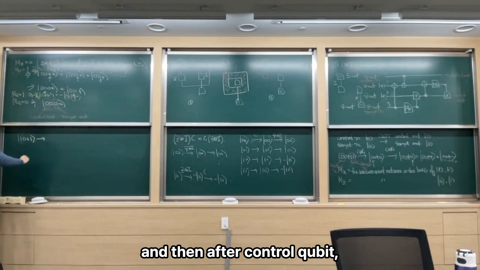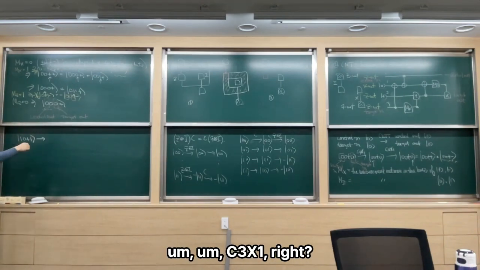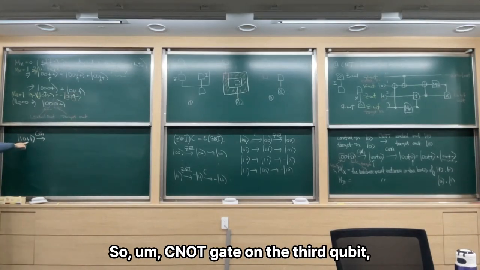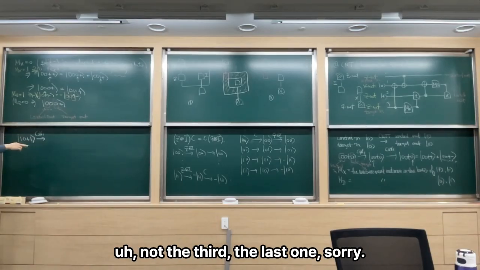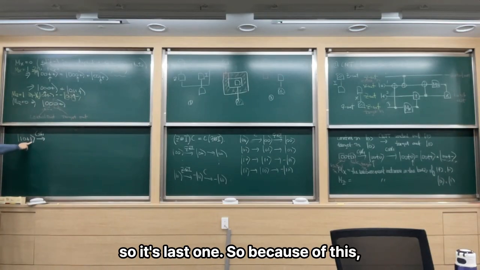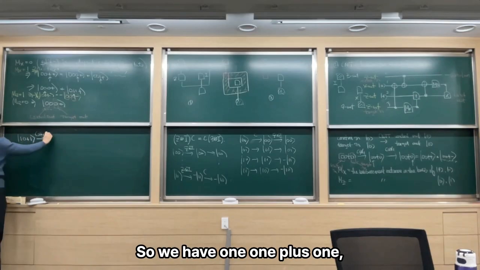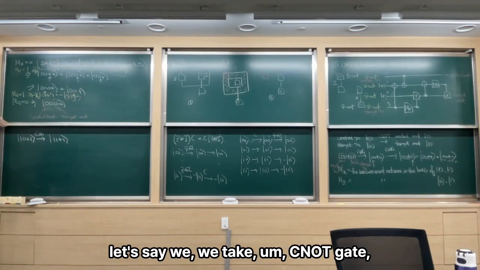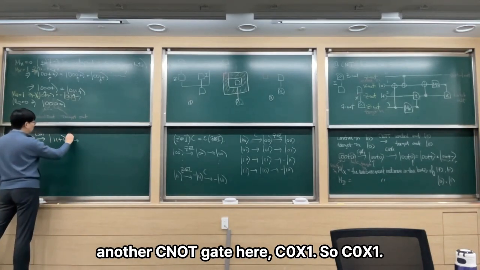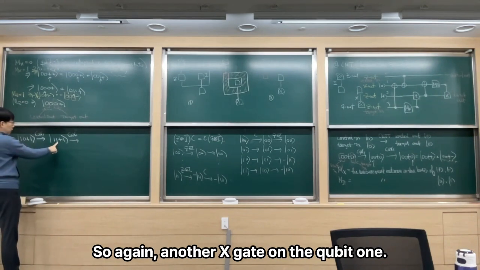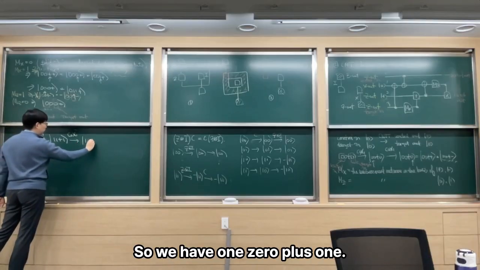And then after the control qubit, C3x1, right? So then I look at the C0 gate here. So the C0 gate on the last qubit, sorry, the last one. Yeah, so C3, it's the last one. So because of this, I apply X on the second qubit, which is qubit 1 here. So we have 1, 1, plus, 1. And then we take a measurement. Let's say we take another C0 gate here, C0x1. So again, another X gate on qubit 1. So we have 1, 0, plus, 1.